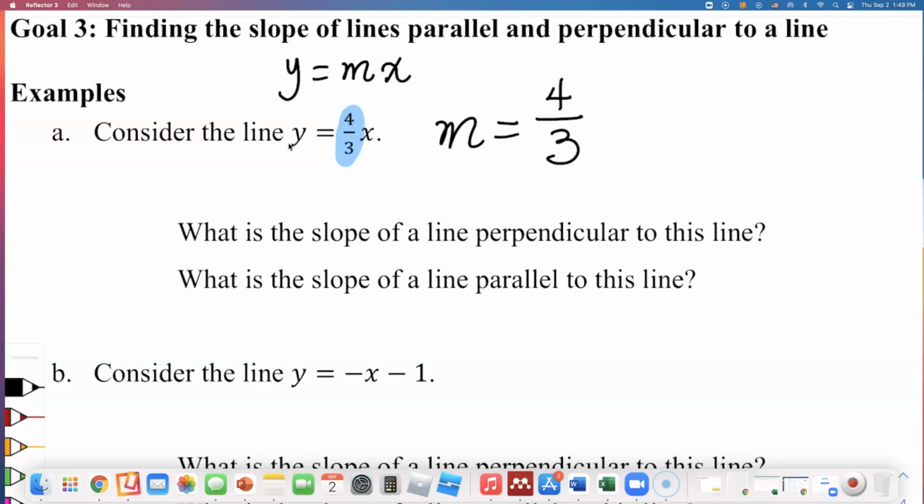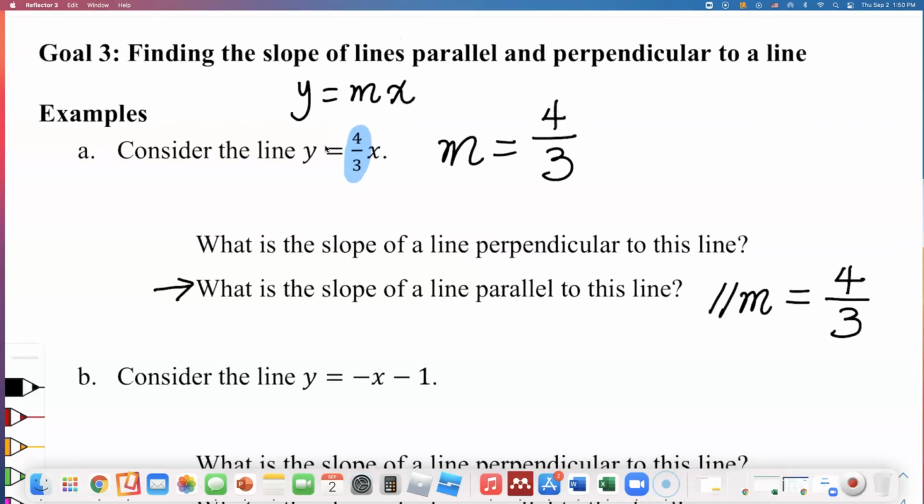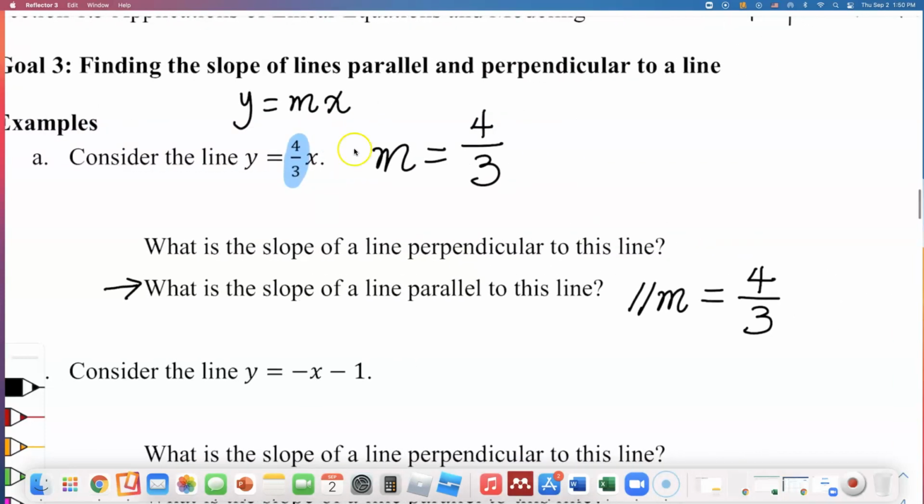If the slope of this line is 4 over 3, any line that is parallel to this line will have the same slope of 4 over 3. So the second question is, what is the slope of a line parallel to this line? Well, that will just be 4 over 3. I don't think you have to write these symbols when you're doing your homework, but I just want to keep on writing it, saying that the parallel slope is 4 over 3.